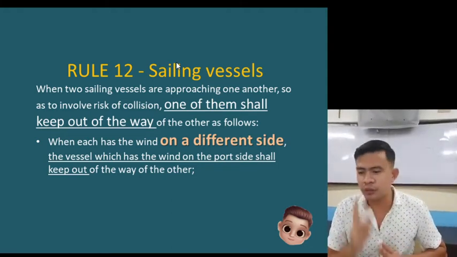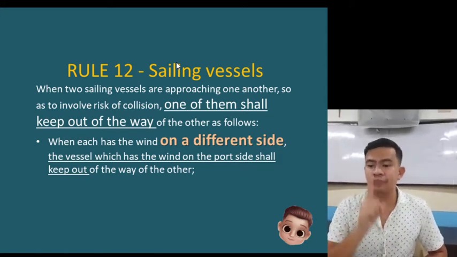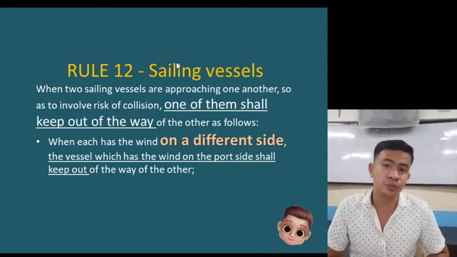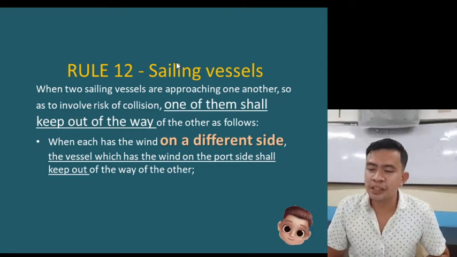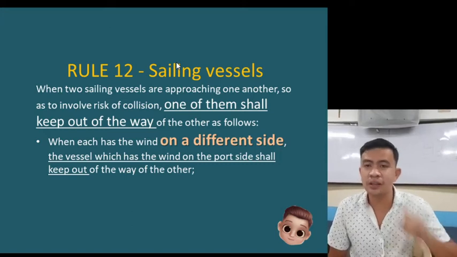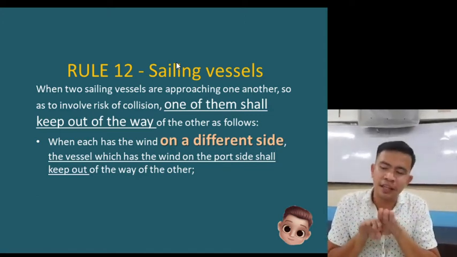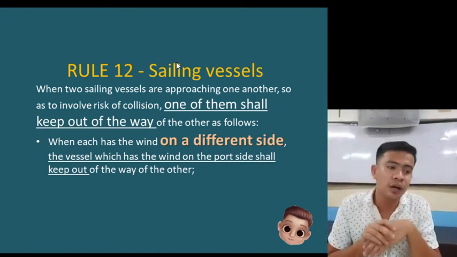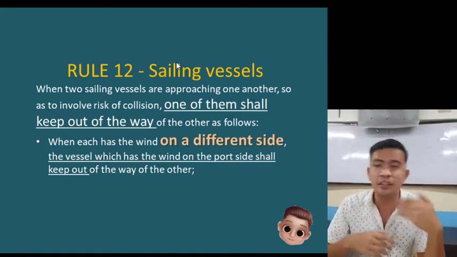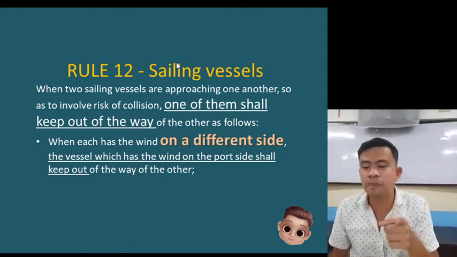Okay, going back here, when two sailing vessels are approaching one another so as to involve risk of collision, one of them shall keep out of the way of the other. So, ibig sabihin, may isang dapat umiwas. Baka ikaw yun. Oh, let's check. When each has the wind on a different side, the vessel which has the wind on the port side, take note, port side, shall keep out of the way of the other. This means daw, if dalawang sailing vessel, they have the wind on the different side, magkaibang side. For example, ang isang sailing vessel has a wind on port side, the other has on the starboard side. The one daw that has the wind on the port side shall keep clear of the other.